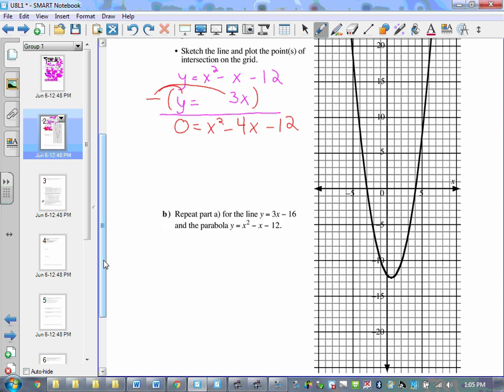So now what should we do? Should you factor it? We should factor it. All right. How are we going to factor this? Awesome. Our product, negative 12. Our sum, negative 4. How about negative 6 and positive 2? Negative 6 and positive 2.